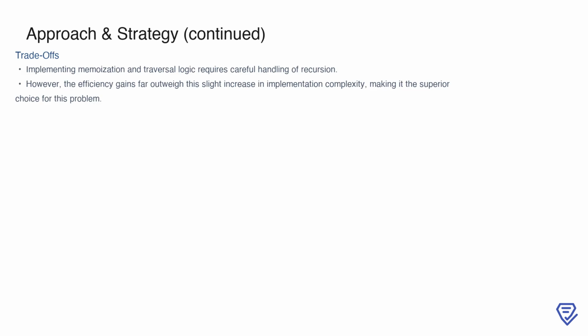While the optimized approach is clearly superior in terms of efficiency, it does come with certain trade-offs. Implementing memoization along with the traversal logic requires careful handling of recursion. This added complexity means that the implementation may take slightly more effort to get right, particularly for those less familiar with recursive tree traversals. However, the benefits far outweigh this drawback. The significant gains in efficiency, especially for larger trees, make this approach the better choice for the problem. By balancing the slight increase in implementation complexity with its performance advantages, post-order traversal with memoization emerges as the optimal strategy for finding the most frequent subtree sum.